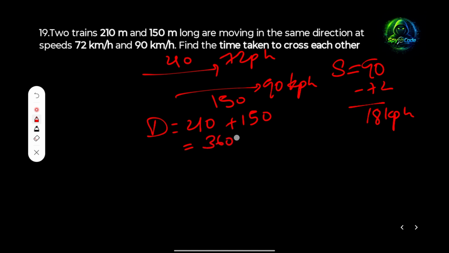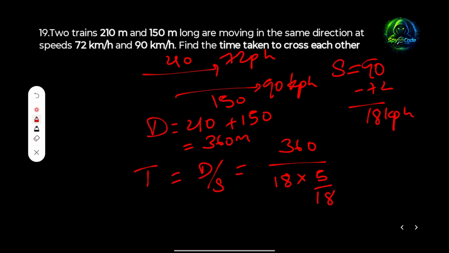Okay. So we need to find the time. So time is distance by speed. Distance is 360 meters and speed is 18 kilometers per hour. We will make it into meters per second. Okay. So when you solve this, 18 will get cancelled by 72 times 5 by 18. So 72 seconds is the answer.